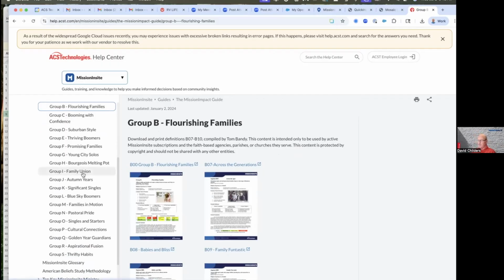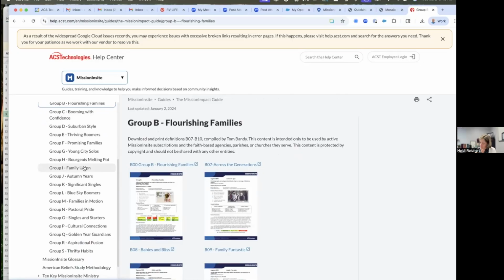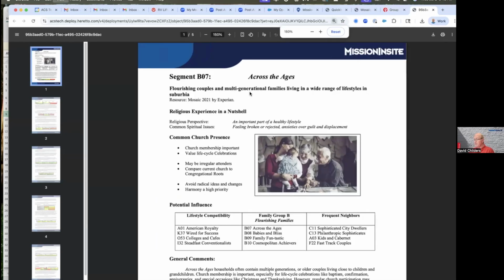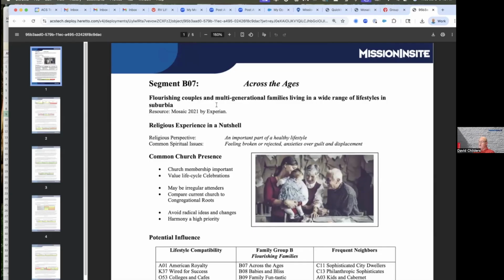It wasn't BO7. What was it? It was BO7 across the ages. Okay. So now when I open and look at BO7, it's going to show me Tom Bandy's breakdown of who this is. Flourishing couples, multi-generational families living in a wide range of lifestyles in suburbia. Their religious experiences in a nutshell: an important part of a healthy lifestyle, common spiritual issues, feeling broken and rejected, anxieties over guilt and displacement. So you're already seeing that he is massaging those individual Experian Mosaic codes and helping you to better understand who these folk are.